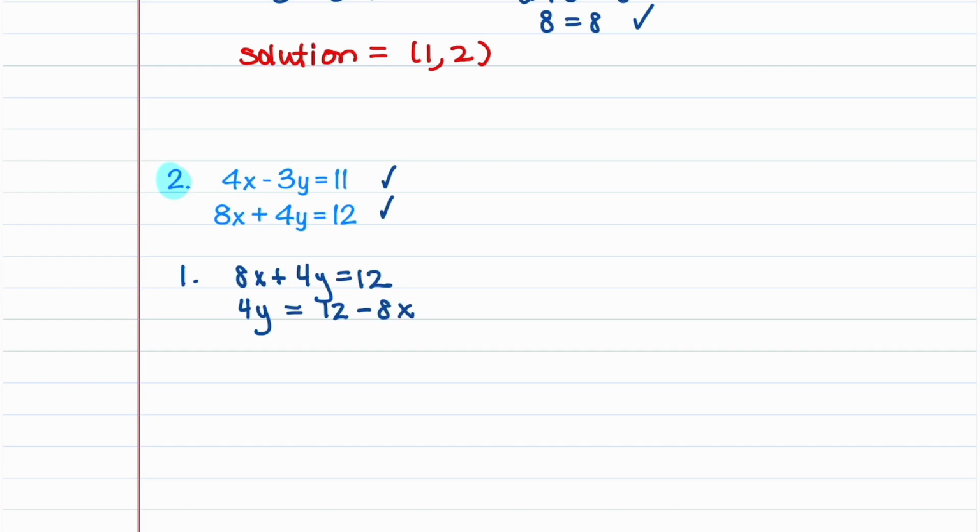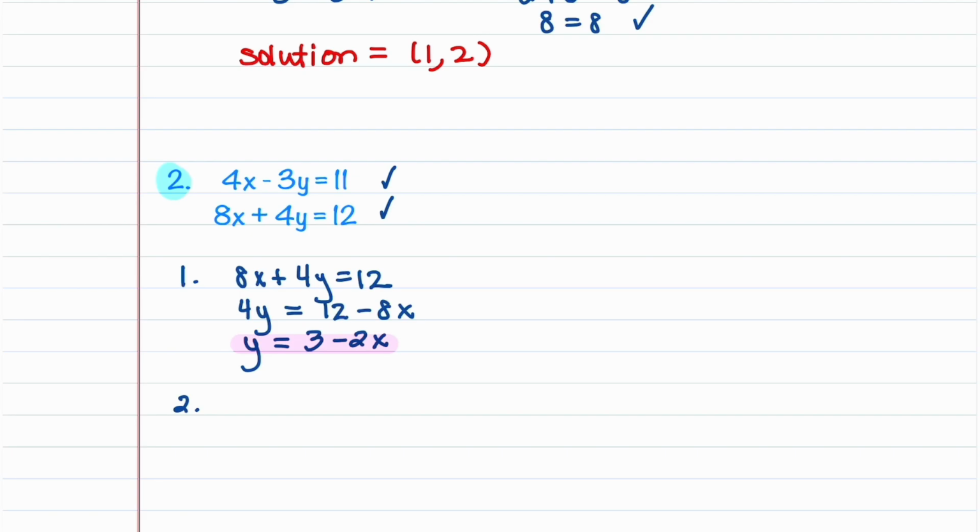Now we're going to divide both sides of the equation by 4, and we get y is equal to 3 minus 2x. Let's go ahead and highlight that one. Our second step is to take this expression that I highlighted in pink and plug it into the equation that we didn't use, which was this equation.